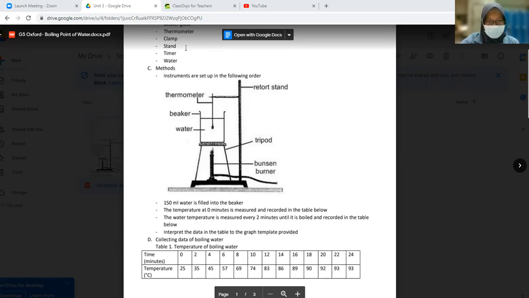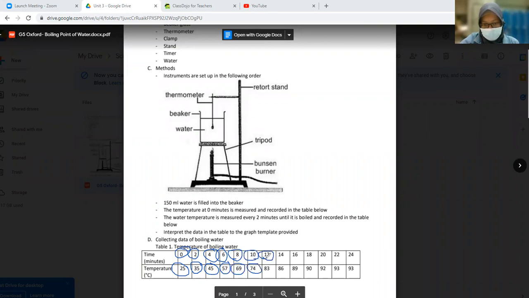Here is the result of Grade 5 Oxford's investigation observation. In minute 0, the temperature of the water is 25 degrees. In minute 2, the temperature is rising to 35 degrees. Minute 4, it is 45 degrees. Minute 6, it's 57 degrees. Minute 8, it's 69 degrees. Minute 10, it's 74 degrees.